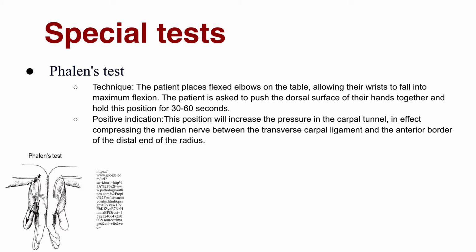As far as special tests go, we went over this in class. The technique is that the patient places flexed elbows on the table, letting their wrists fall into maximum flexion, as you can see in the picture. This is the position you want the patient in, and this would happen for 30 to 60 seconds to recreate the pain, and it would almost happen automatically as well. A positive indication will increase the symptoms, obviously.